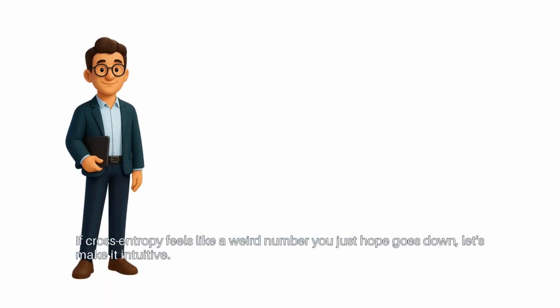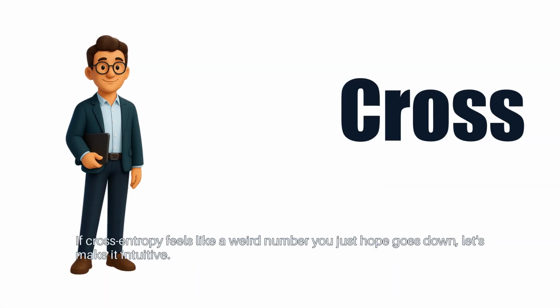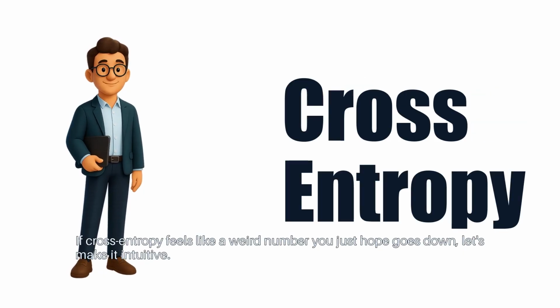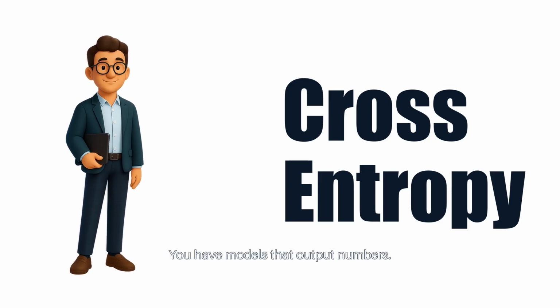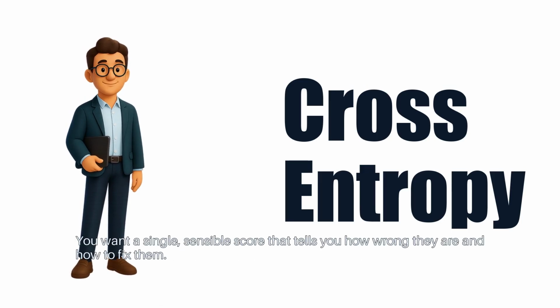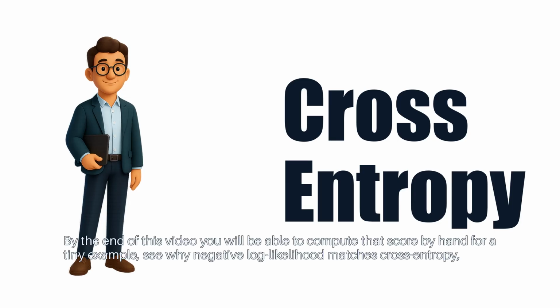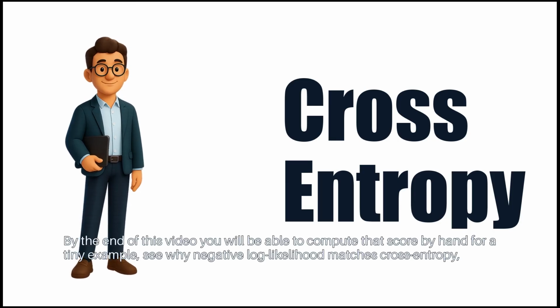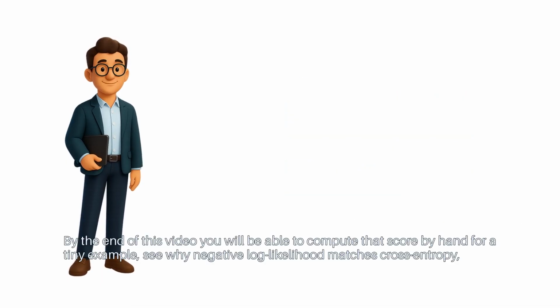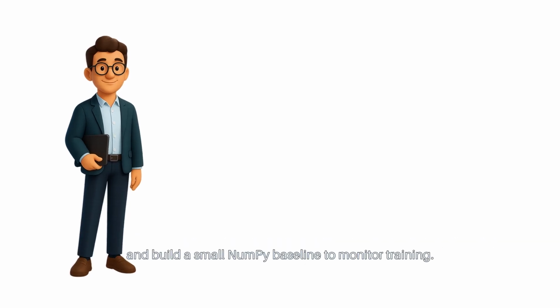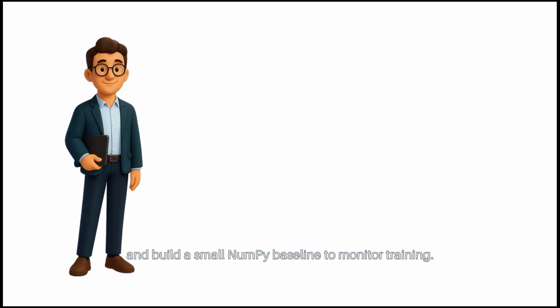If cross-entropy feels like a weird number you just hope goes down, let's make it intuitive. You have models that output numbers. You want a single, sensible score that tells you how wrong they are and how to fix them. By the end of this video, you will be able to compute that score by hand for a tiny example, see why negative log likelihood matches cross-entropy, and build a small NumPy baseline to monitor training.